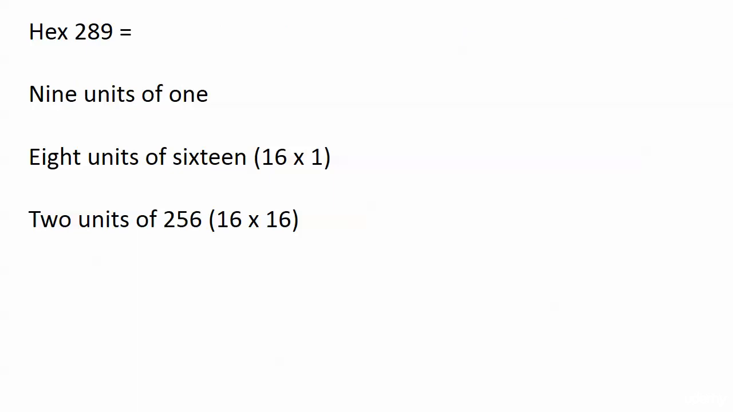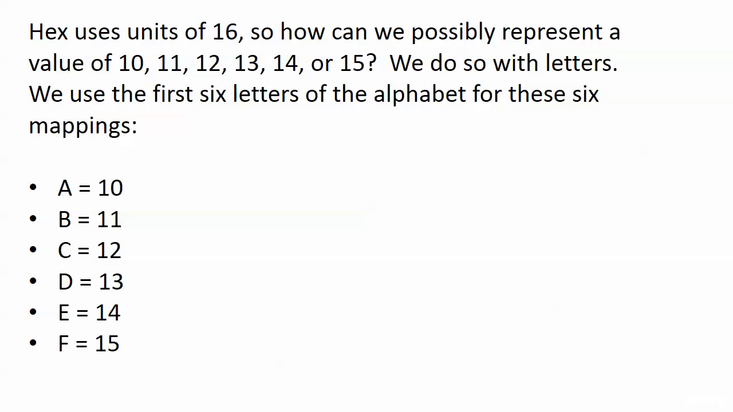And again, it just takes a little getting used to, and the key is practice. More on that in a moment. But hex uses units of 16, so the first thought you have when you hear that is, well, how can we represent a value of 10, 11, 12, 13, 14, or 15 with a single character? Because that's what we're doing this for. Well, we do so with letters, and we use the first 6 letters of the alphabet for these 6 mappings. A equals 10, B equals 11, C equals 12, D equals 13, E equals 14, F equals 15. That's as high as we go.